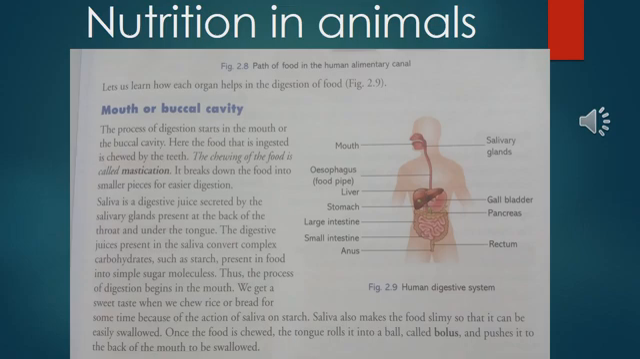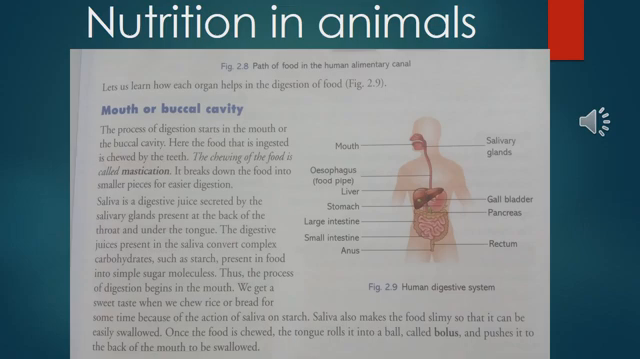Saliva is a digestive juice which is secreted by the salivary glands present at the back of the throat and under the tongue. The digestive juices present in the saliva convert complex carbohydrates such as starch present in the food into simple sugar molecules. So we can say in our mouth the carbohydrate molecules are partially broken down and converted into simple sugar, and the process of digestion begins in the mouth.